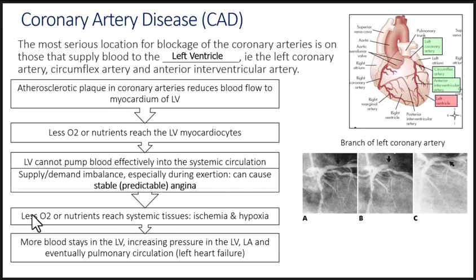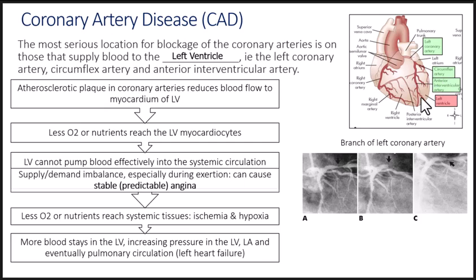So the overall effect that we're seeing then with this atherosclerotic plaque in the coronary arteries is that less oxygen and/or nutrients are going to be reaching the systemic tissues. The systemic tissues themselves being all the tissues of your body that the left heart would be pumping blood out towards. So less blood reaching these tissues, reduction in blood flow, is ischemia, and there's also going to be hypoxia because the cells themselves don't have enough oxygen to allow for normal metabolic processes.